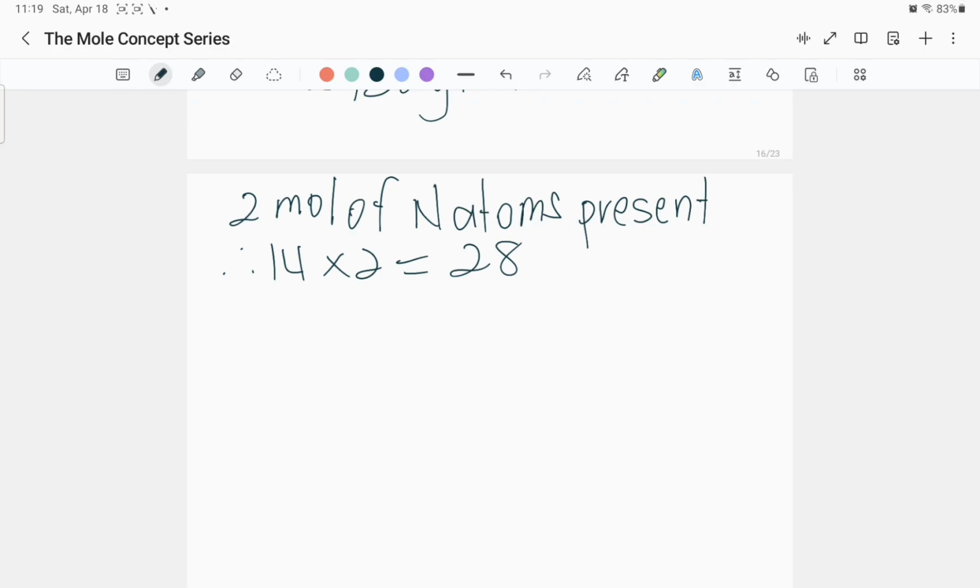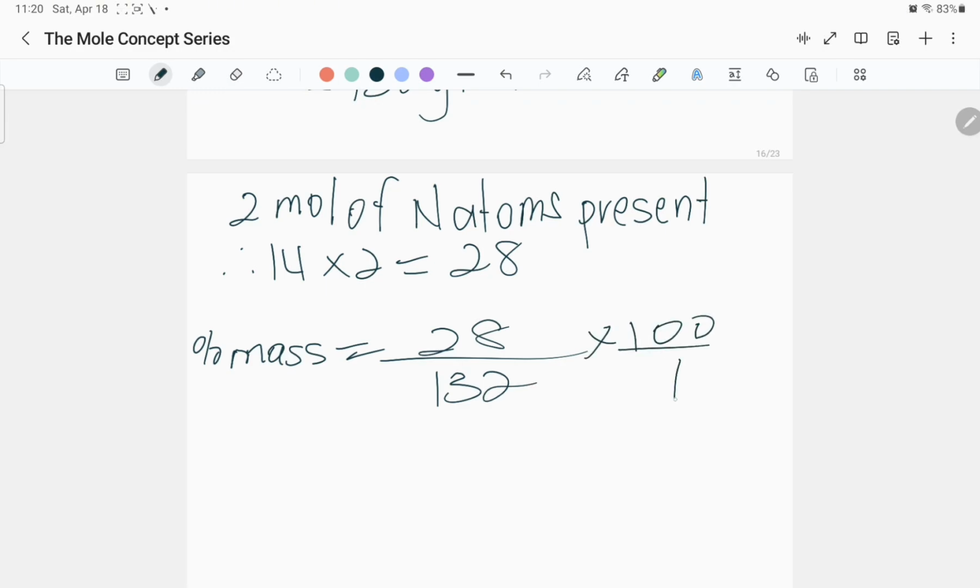Now we could find that mass in percentage by using the formula: percentage of mass is going to equal the 28 over the 132 times 100, since percentage is out of 100, and then your final answer is going to be 21.2%. So there is 21.2% of nitrogen present in ammonium sulfate. So that is how we answer questions like these.